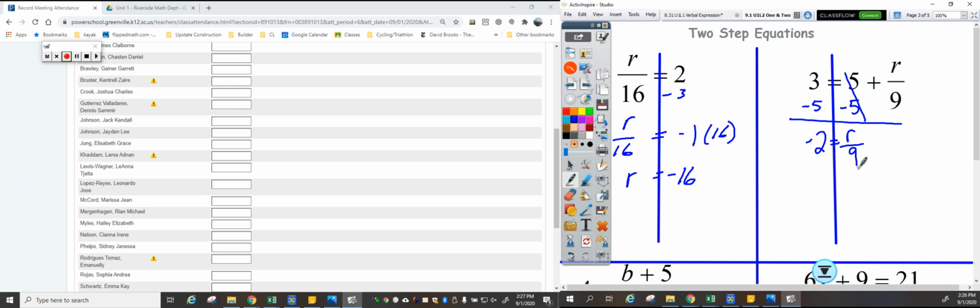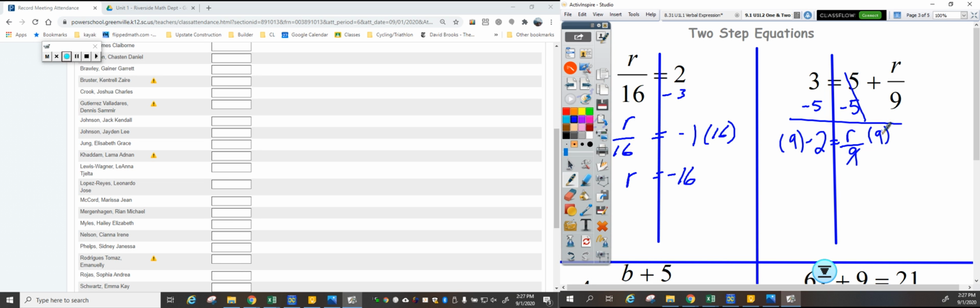Now, what's the next thing that you did? Why? Those are the only numbers left? No. Tell me again. Why don't you just multiply negative 2 to both sides? This is a positive 9. Why can't I just subtract it? What operation is this? Division. What's the opposite of division? What are you going to multiply both sides by? Why do you multiply both sides by 9?